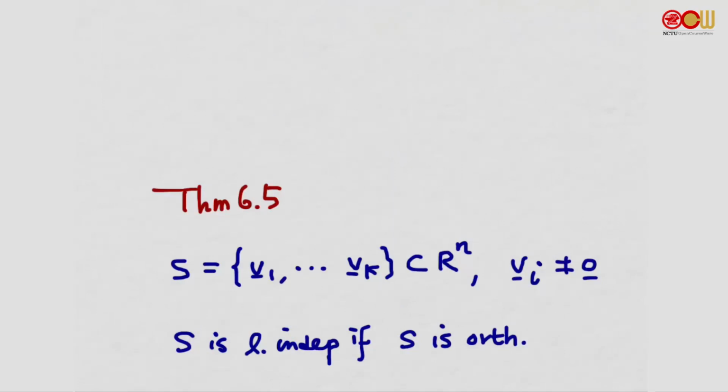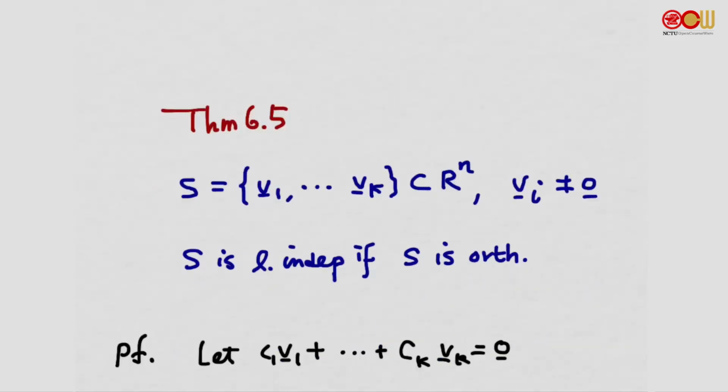Theorem 6.5. S is a set of k vectors, and S is linearly independent if S is orthogonal. So it's as simple as that. To check whether a set is linearly independent, we know we can apply Gaussian elimination and then check the rank and see if they are linearly independent. But now with an orthogonal set, it becomes so much easier. If it is orthogonal and the vectors are non-zero, then the set is linearly independent.